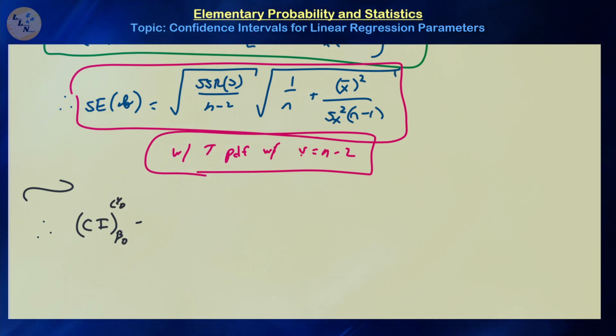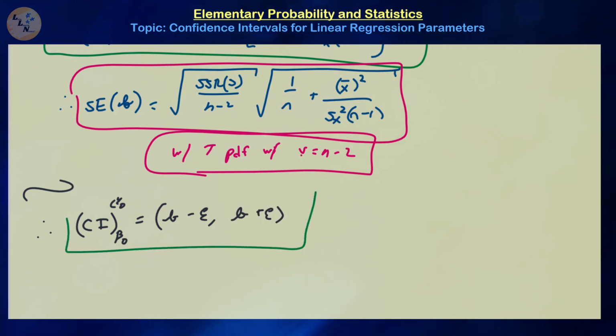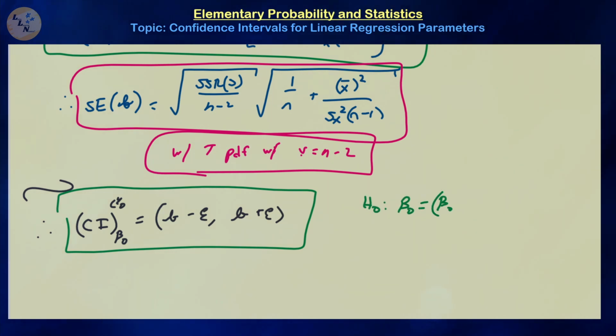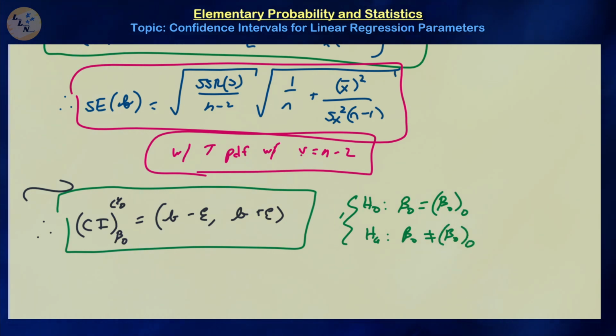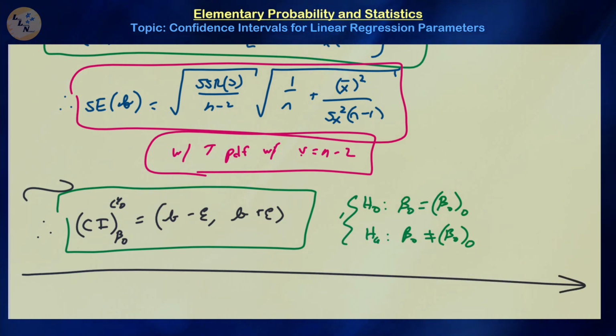So once we have our distribution, the confidence interval for the vertical intercept under some level of confidence is just going to be equal to b minus epsilon, b plus epsilon, and that gives us the confidence interval for testing hypotheses of the form beta 0 is equal to some claimed value of beta 0, with the two-sided alternative, not equal to the claimed value of beta 0. And that gives us the fundamentals on doing hypothesis tests for the linear regression parameters.